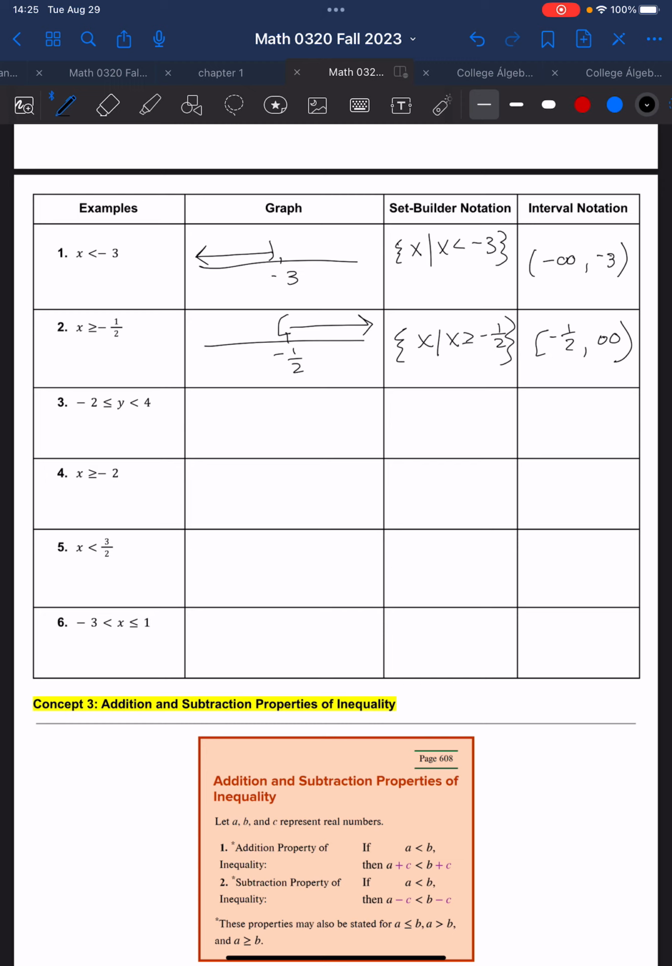For number 3, notice we have a compound inequality that is using less than symbols. Since it is using less than symbols, if we write these numbers, negative 2 and 4, on the number line, our line is going to be in the middle. Since we have less than or equal to, that is a bracket, and less than, that is a parenthesis. Skipping over to interval notation, following the graph, this is going to be bracket, negative 2, comma, 4, parenthesis. Then going back into set builder notation, we would write y such that, because y is now our variable, negative 2 is less than or equal to y, less than 4, curly bracket.